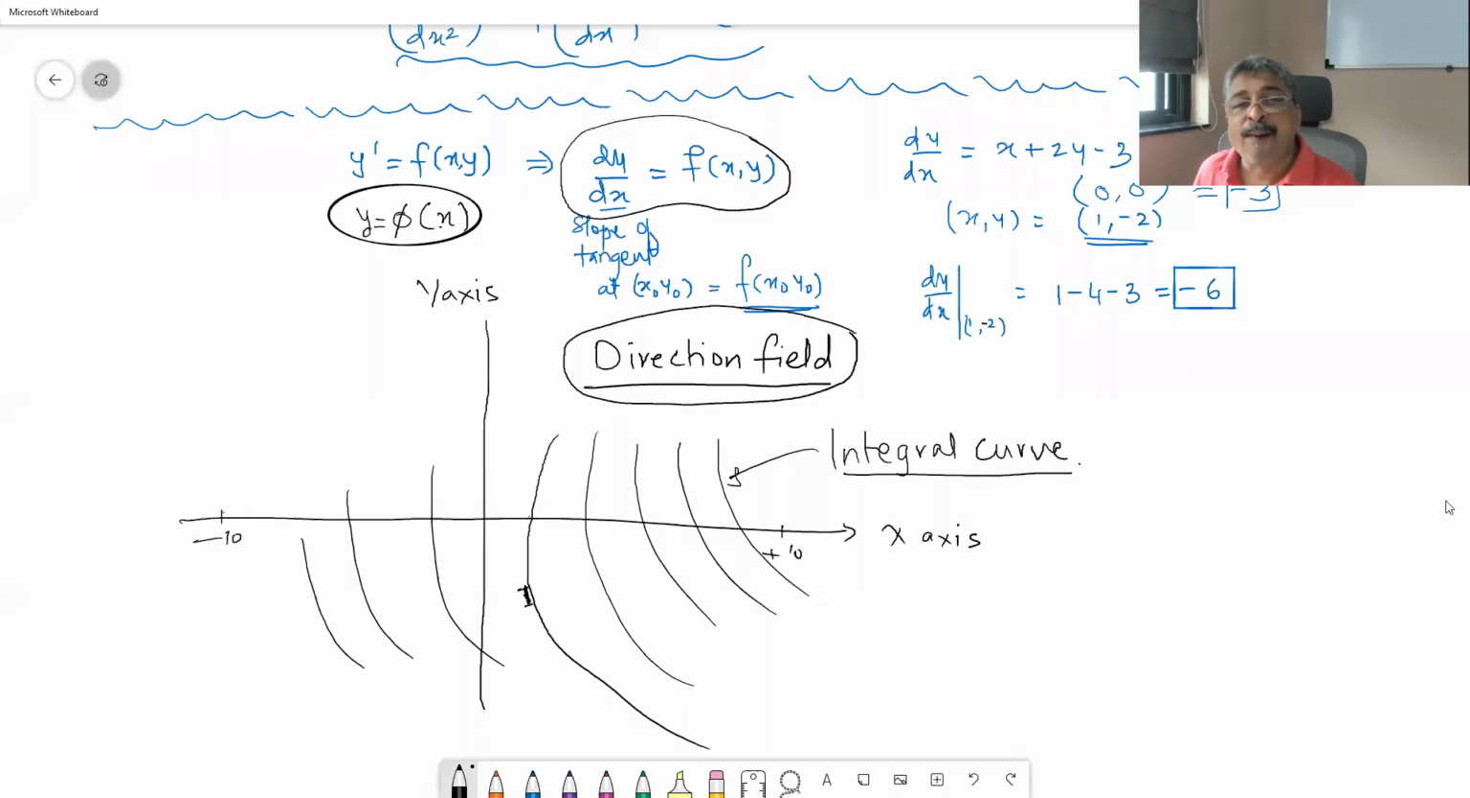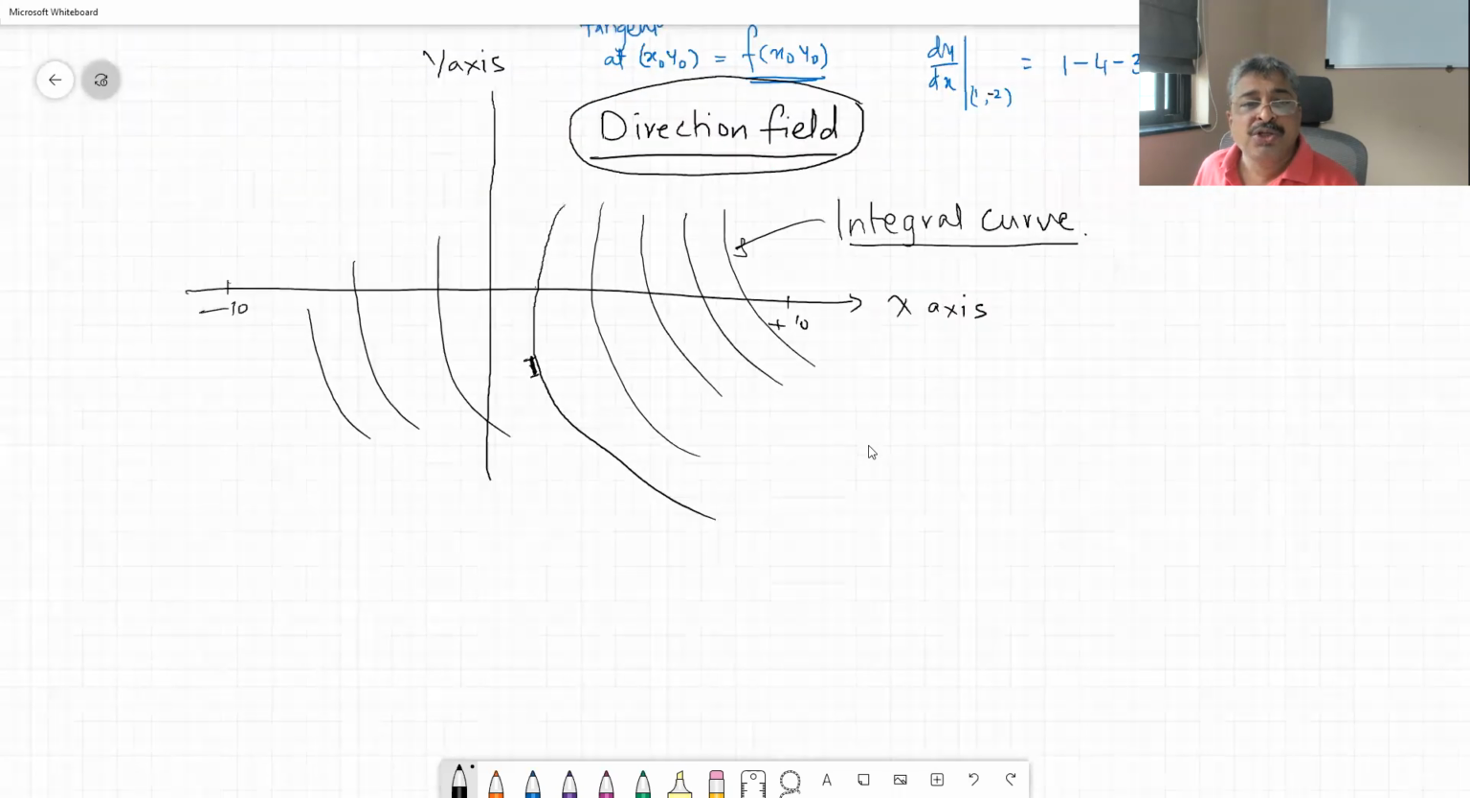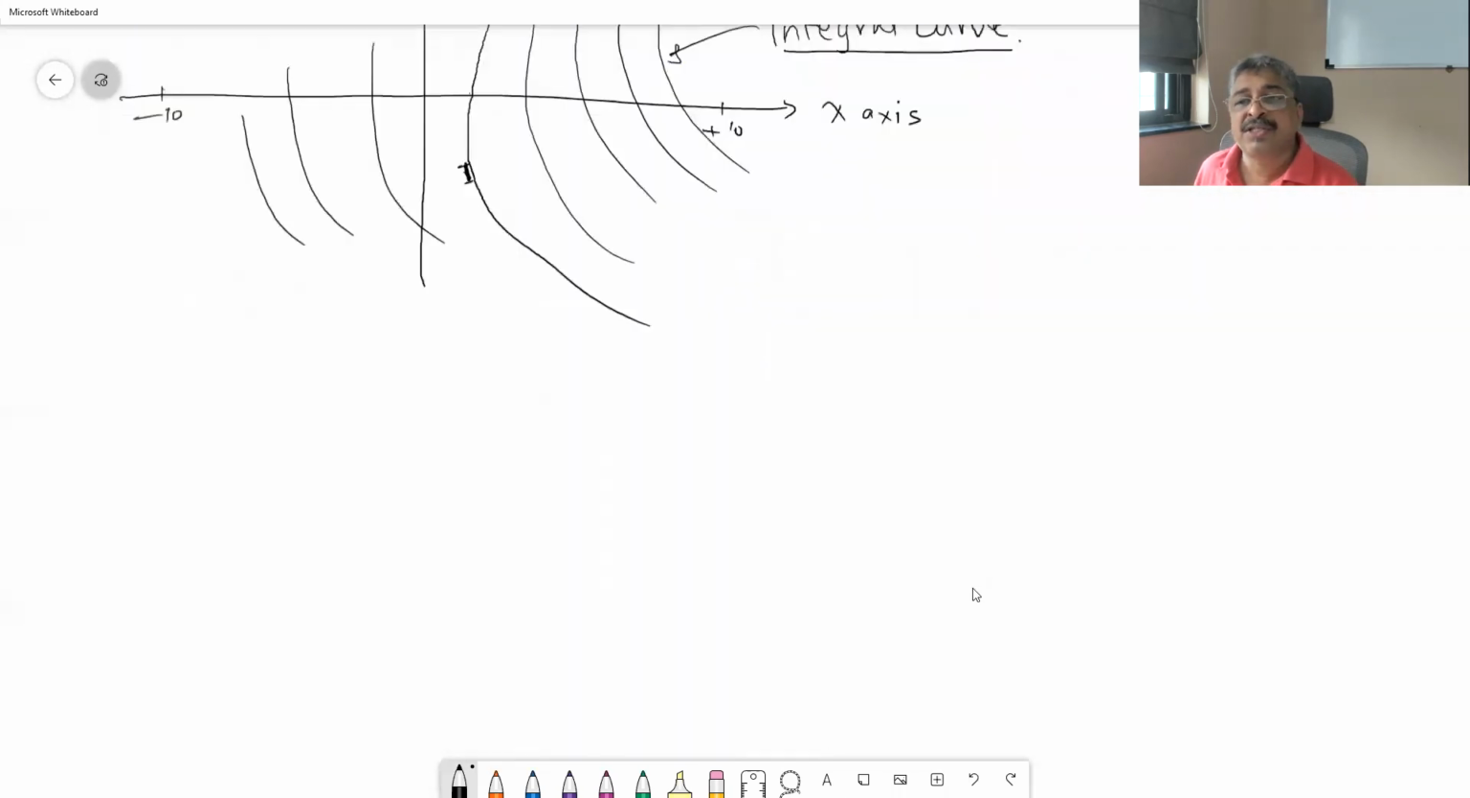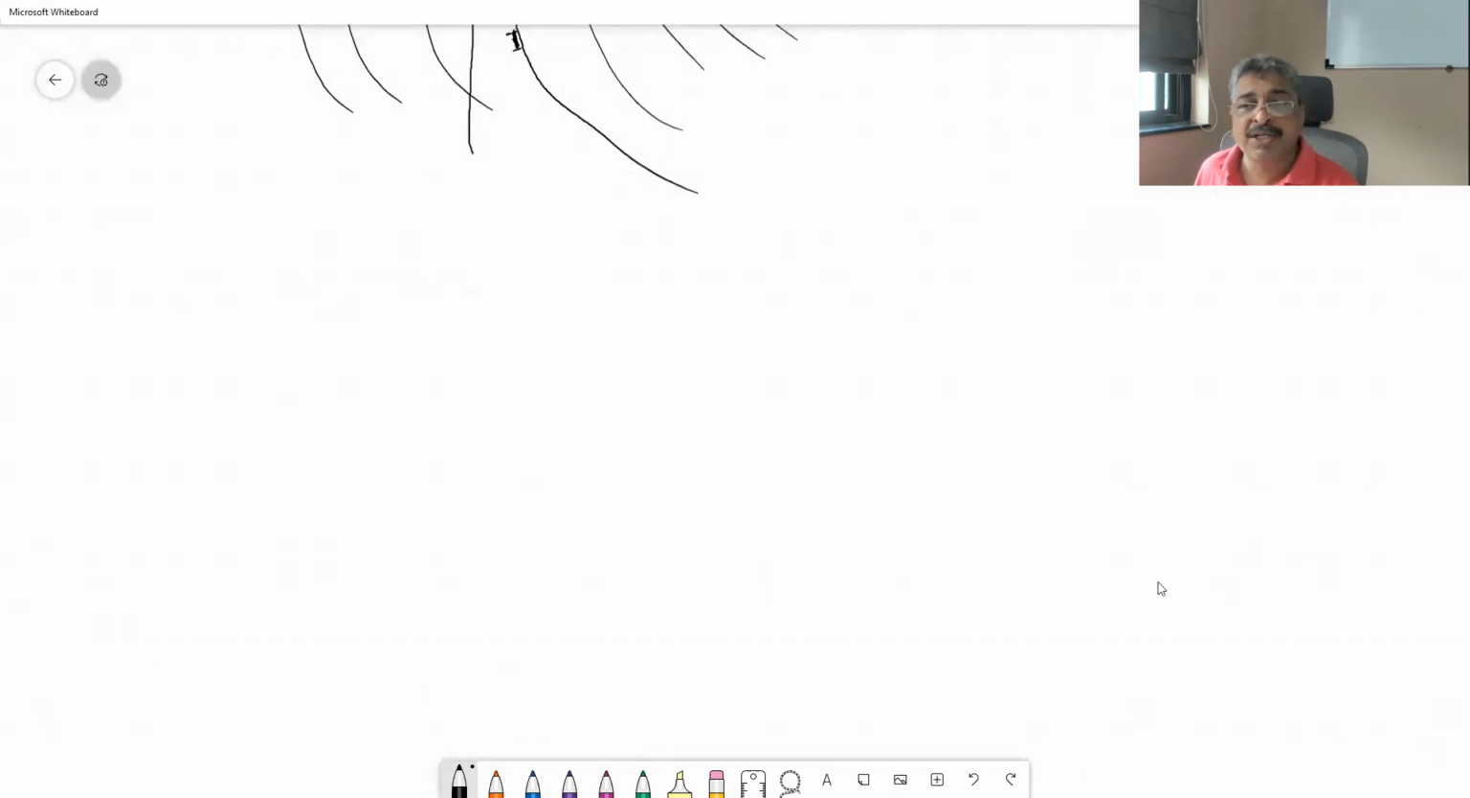Many a time this graphical solution of differential equations becomes very important, especially when the differential equation is extremely difficult to solve algebraically. Let us try to understand this by taking the first example.